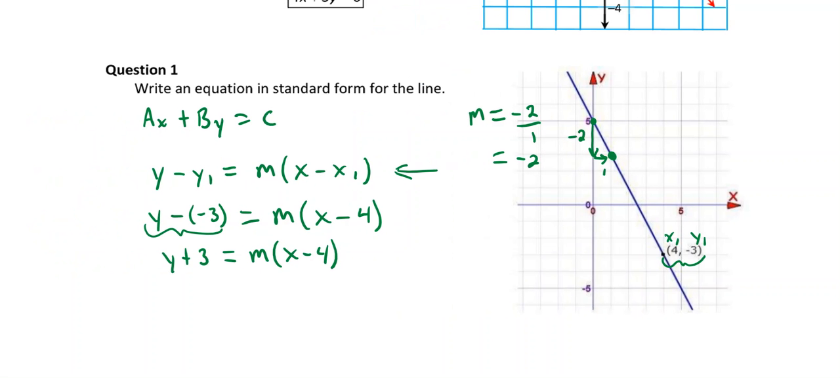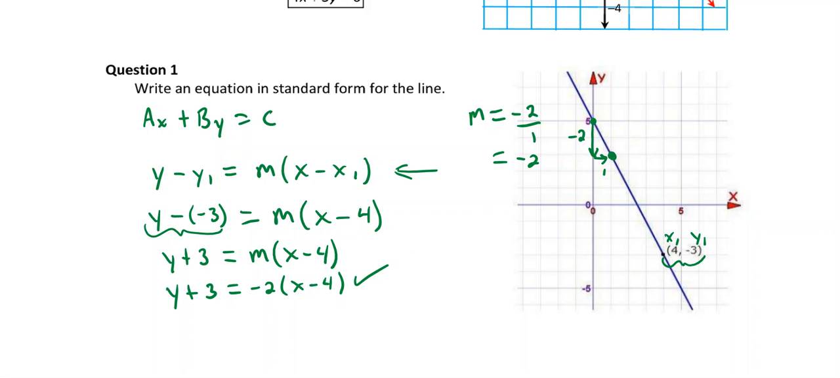Okay, so good to go. y plus 3 is equal to, and then what am I putting in for m? Negative 2, right? The slope we just found. So negative 2, and then x minus 4. Okay, so that's it. That actually is just the equation of our line, right? So that is in point slope form. Don't get too excited yet. So that is the equation.